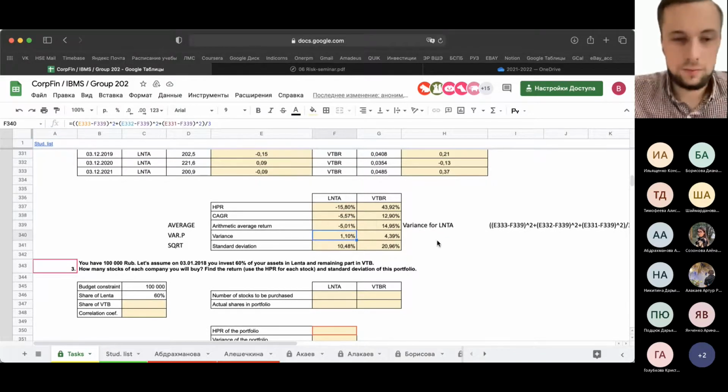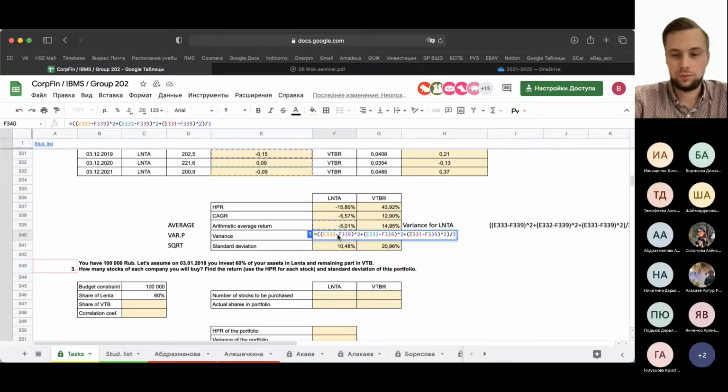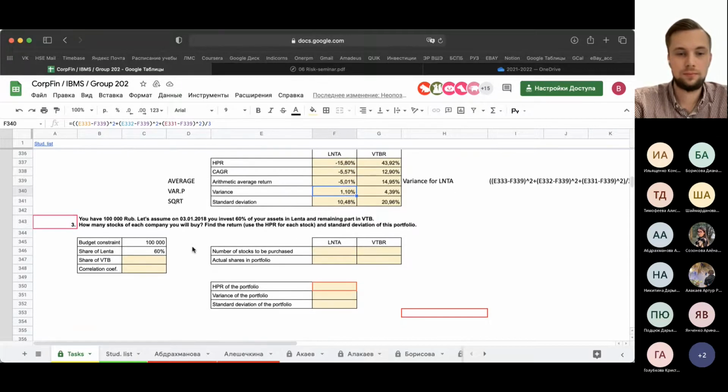Okay, so I have changed my language here, so now I can show the formulas in English. Okay, so maybe some suggestions on how to solve this part of the task.